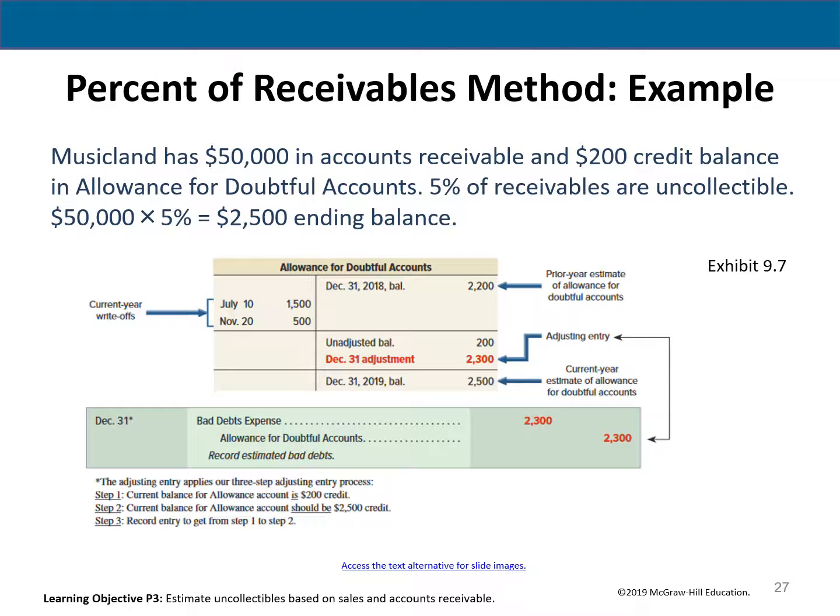Let's take a look. Musicland has $50,000 in accounts receivables. At the end of the year, they have a $200 credit balance in the allowance for doubtful accounts. Now, before we go further, think about this.